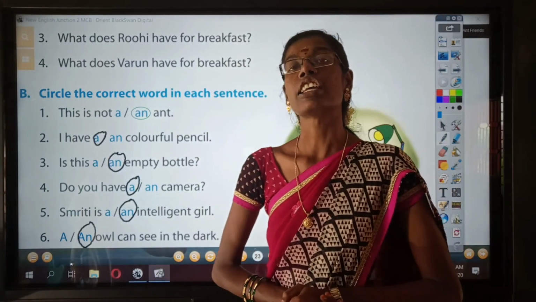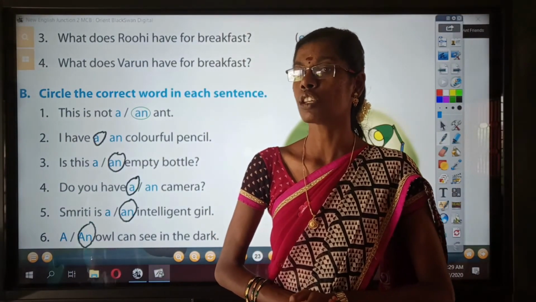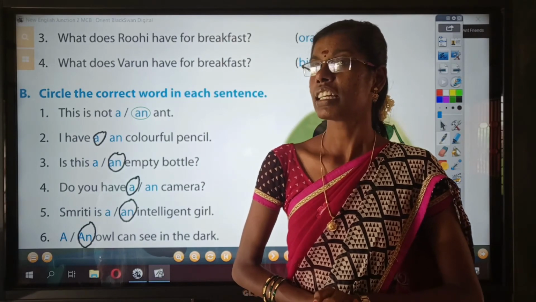So my dear children, in today's class we have learnt about the usage of a and an. Practice it in some worksheets.